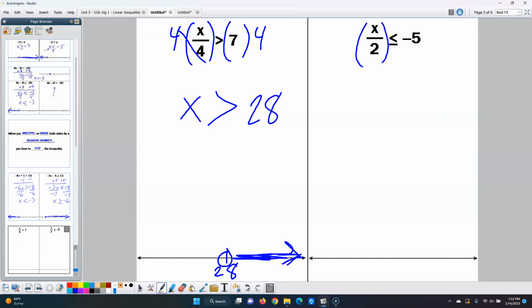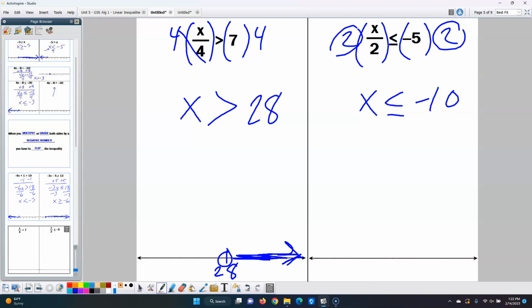Next one, I'm going to multiply by 2 on both sides. Opposite of dividing by 2 is multiplying by 2. That'd be x. And I get negative 10 over here. Do I need to flip the sign? No, don't need to flip sign because I'm multiplying by 2. This is the number that I'm multiplying by. If that were negative 2, then I would do that, but it's a positive, so sign stays the same. I got negative 10 down here, and it looks like it's going to be a closed dot and going to be shading this way on that problem.